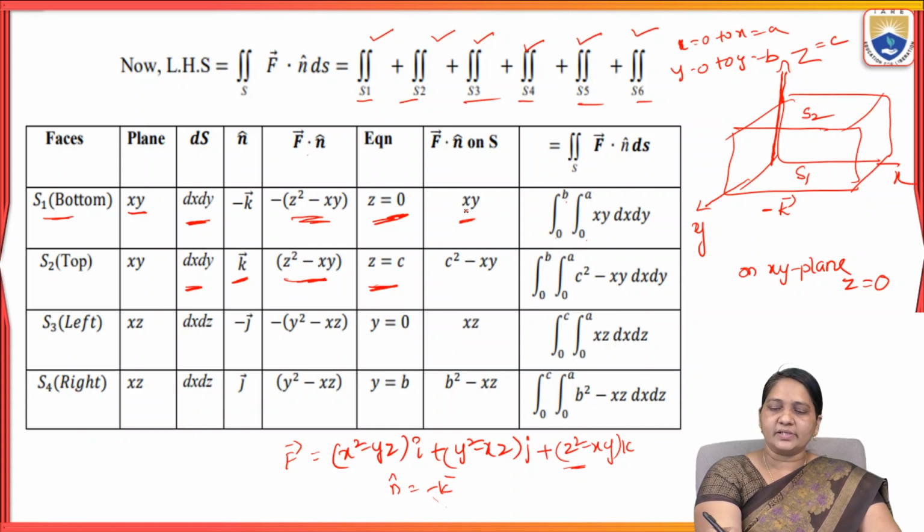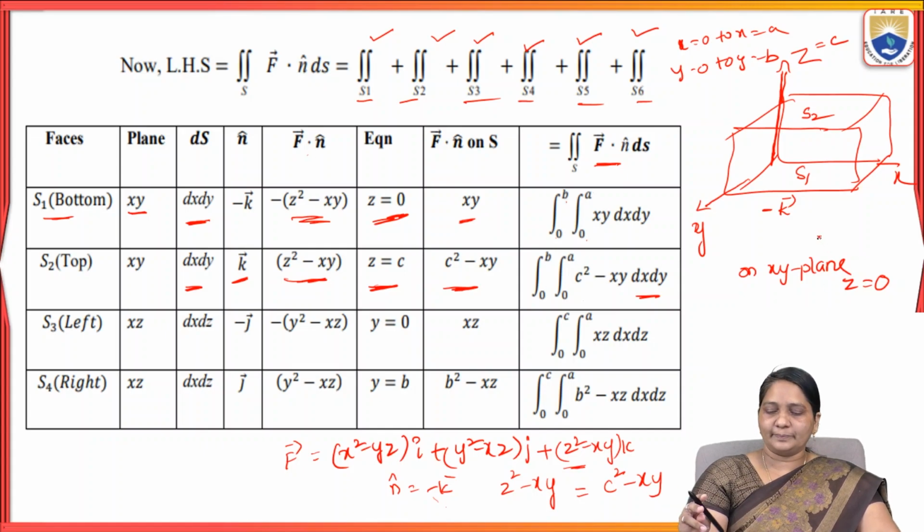Based on that, the F dot n value is z square minus xy. What is the z value? The z value is c, so we get c square minus xy. We wrote here c square minus xy. This is the F dot n value. We are replacing this value c square minus xy into dx dy, with limits 0 to b and 0 to a. So S1 and S2 are over.